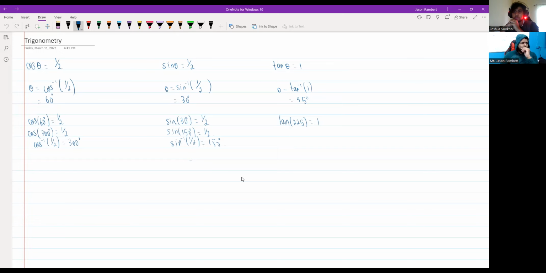I want to throw one more in the mix here. What if I tell you, and there's a reason I am picking a half, 1, and this value as well, cosine theta is equal to negative √3/2. There's a particular reason I'm picking these values, and the reasons will be clear in a minute. What is theta? Will it give me an error? No, you wouldn't get an error.